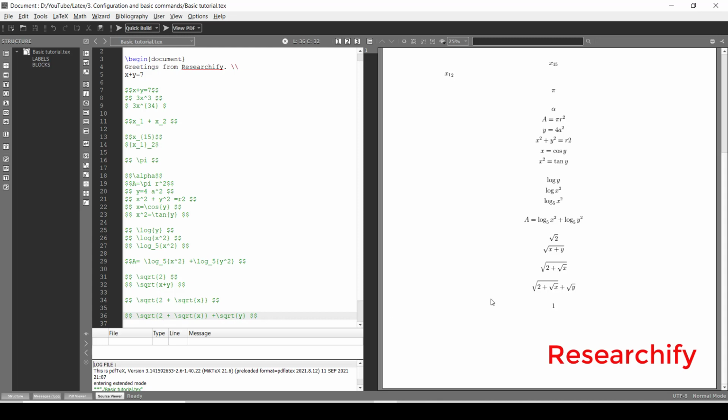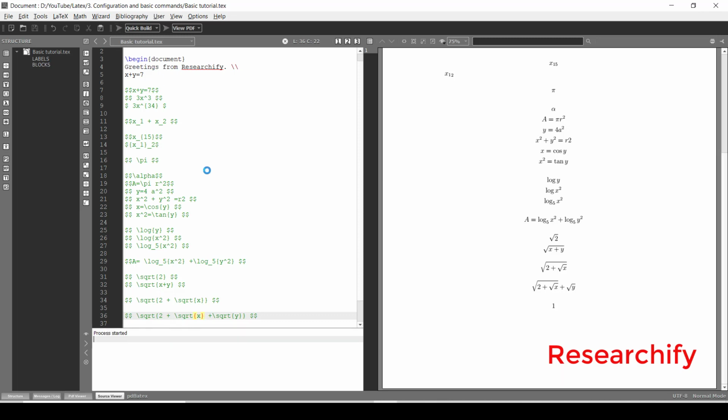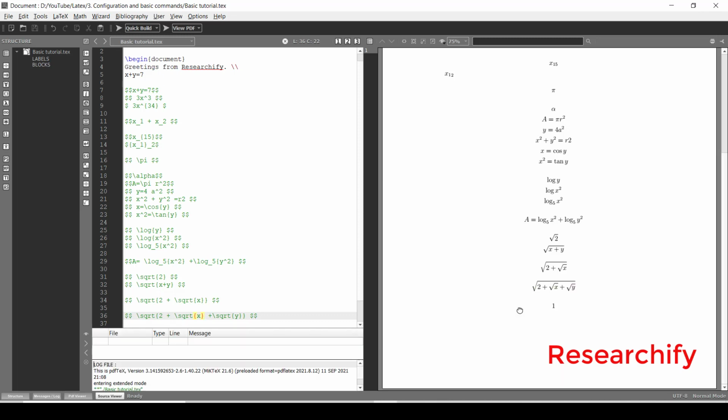So if you want to keep root y within this square root, what you can do is give one bracket and remove the bracket from here. You will see the change. See, now you can see 2 plus root under x plus root under y. So what I did in this case is keep root under x and root under y within this root. Okay, now we can write some fractions.